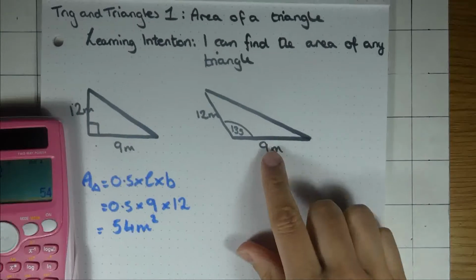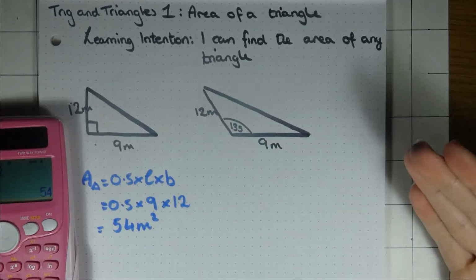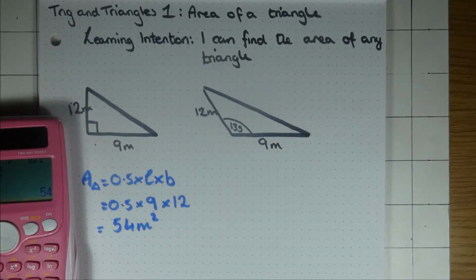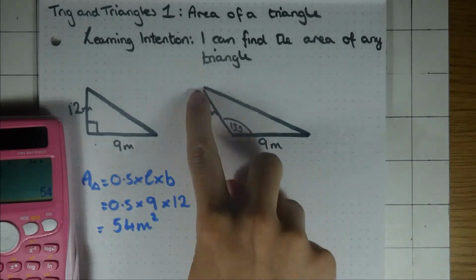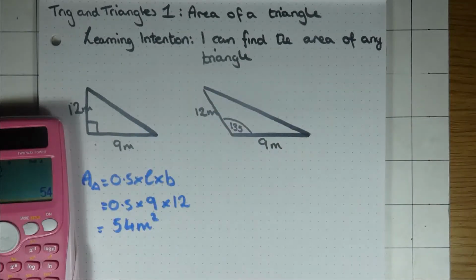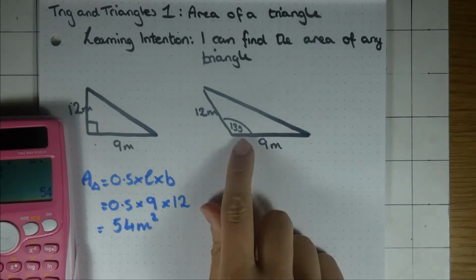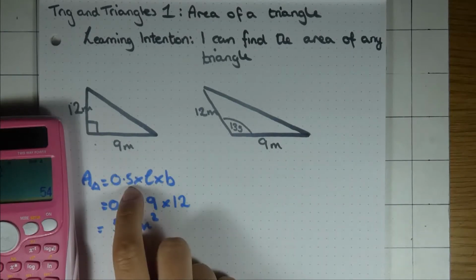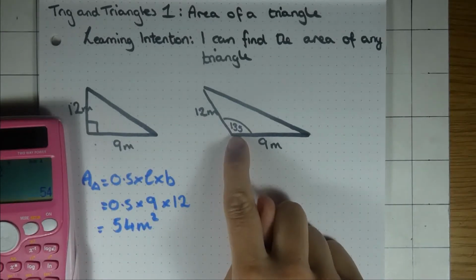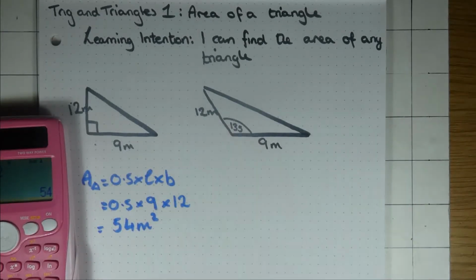Now this is a triangle, and actually we've been given most of the same information. We've been told that if you measure along the bottom of it, it's 9 meters. We've been told if you measure this bit up here, it's 12 meters. So in theory, why can't we use it? The reason we can't use this formula here is because that angle is not 90 degrees. And what we have to do is find a way to correct for it.